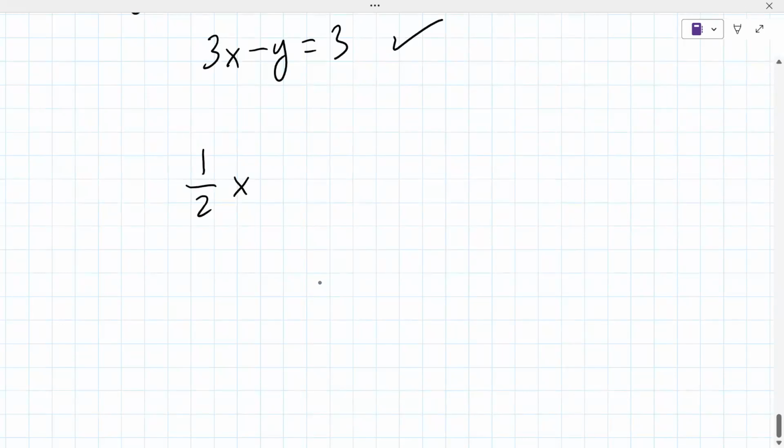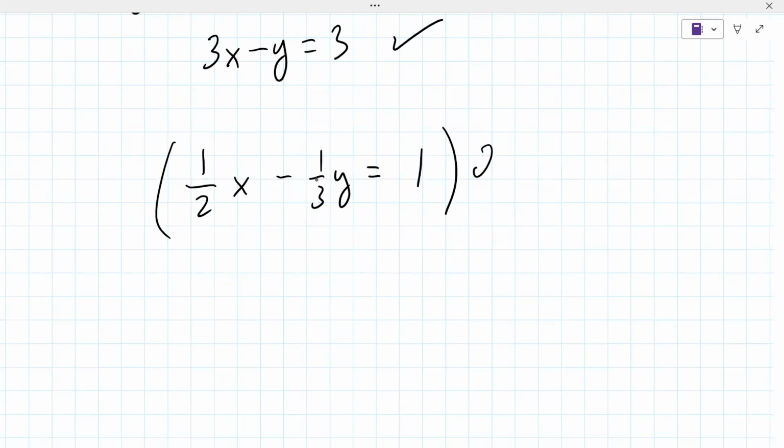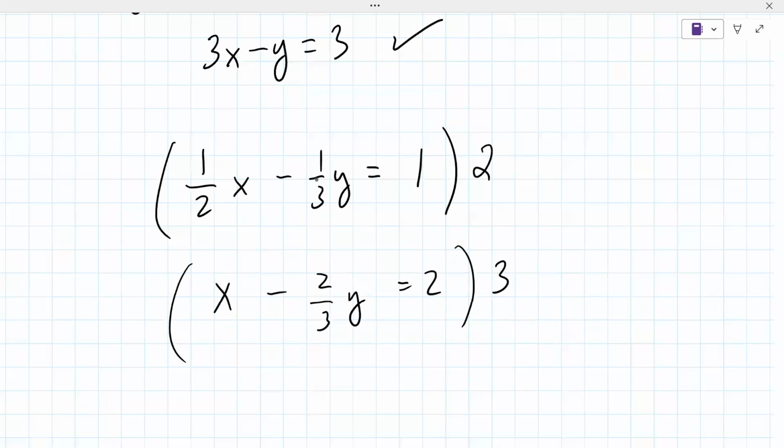Would this be considered in standard form? No, because that first term has to be a positive integer. And this one also. So what would you multiply by to get this into standard form? 2. So if we do two, you get x minus 2/3 y equals 2. So you have to multiply again. It'd have to be by 6. Yeah. And then that gives you 3x minus 2y equals 6. Good.